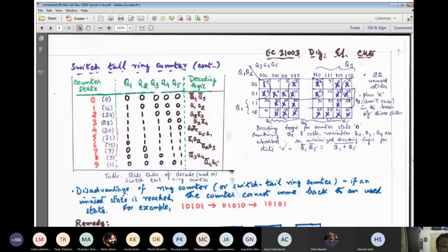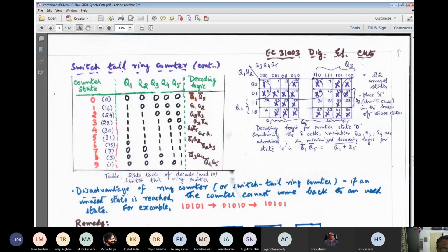Now you want to decode, say, state 0. How will you get it? For the state 0, you put a 1. For the remaining 9 states, you put 0. So 1 plus 9 is 10, plus 22 unused. Now you combine. You find that these 4 corners can be combined. If you can absorb 8 nearest neighbors, then you can remove 3 variables, since 2 to the power 3 equals 8. So 3 variables you can remove, only 2 will remain.